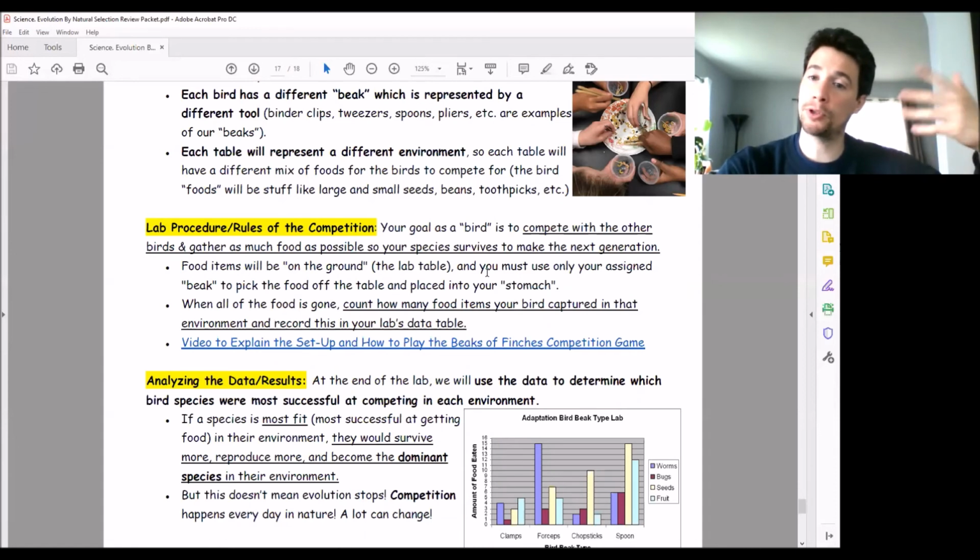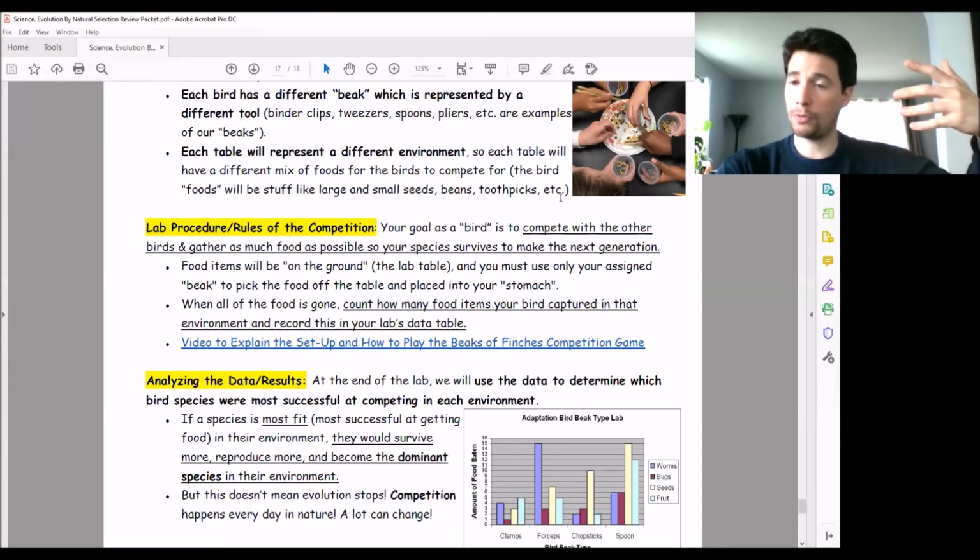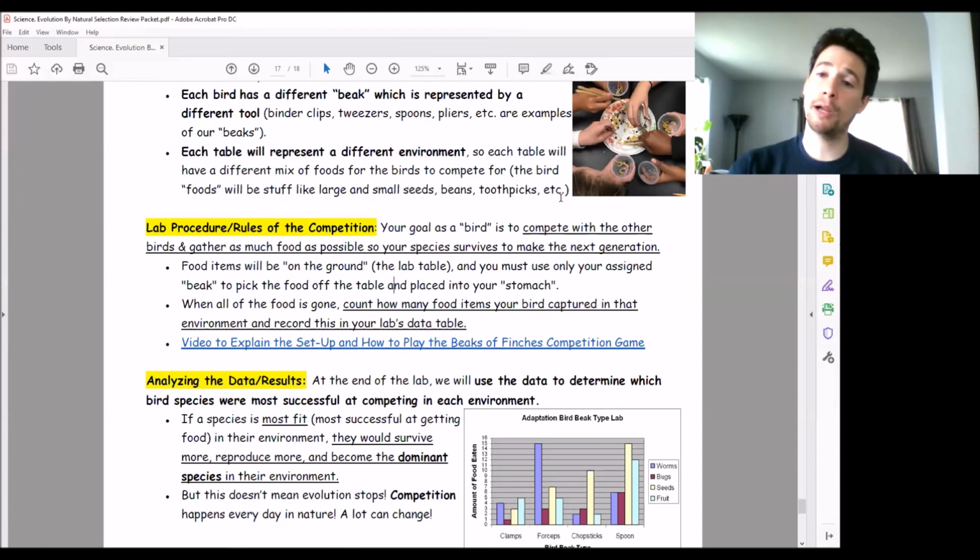We're going to count up all the food that each bird got, and then we're going to figure out which beak type is most successful at which table, at which island. And that's going to give us some idea about which birds are most successful getting different types of food, because that's how it works in the real world.